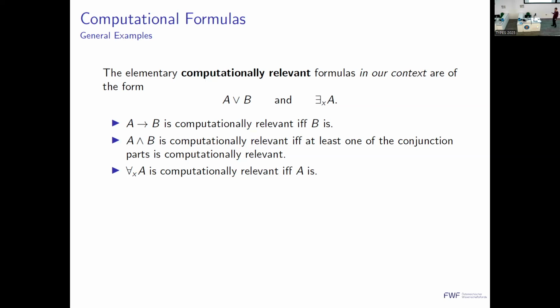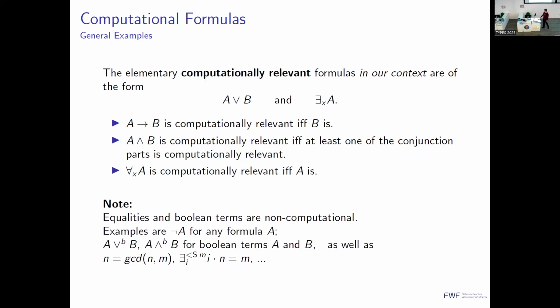Then there are formulas which are not computationally relevant. For our case, it's important to note that negative formulas are not computationally relevant, and that equalities are not computationally relevant. This is important. And a Boolean term is interpreted as an equality, just by saying this Boolean term is equal to true. So you also have, for example, the Boolean version of the disjunction and the conjunction, which are defined as usual. Maybe you know it from the beginner lectures.